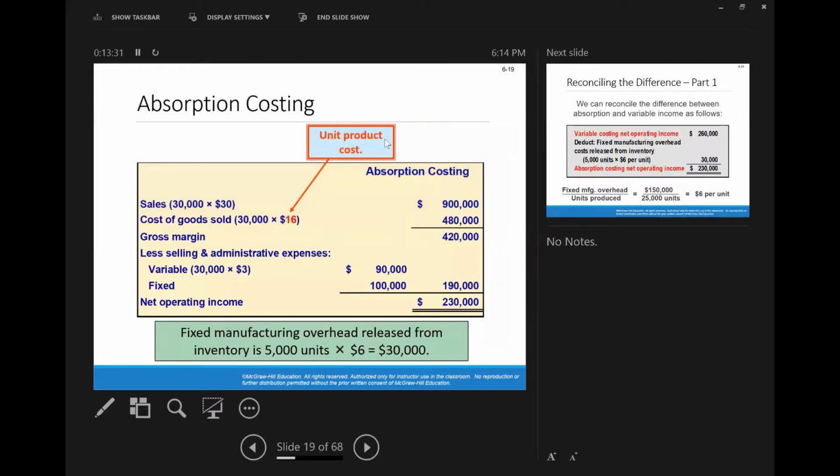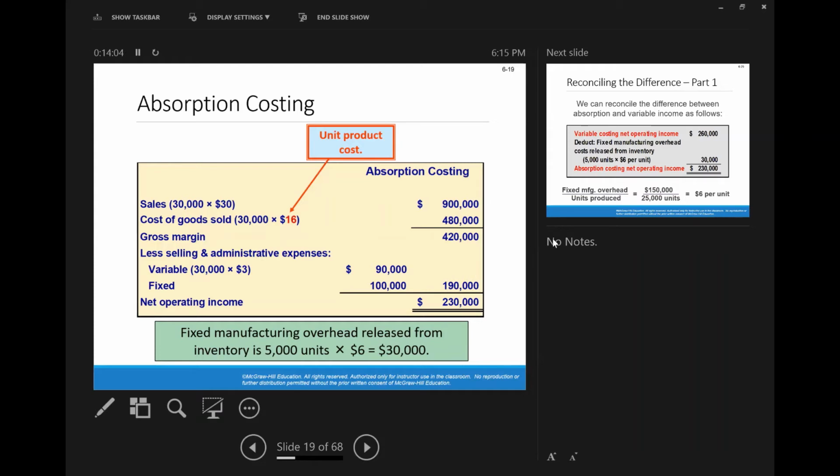Okay, so now we're going to do absorption costing. We have 30,000 units times the sales price, which gives me 900,000. Cost of goods sold is 16 times the 30,000, which is 480,000. So that gives us a gross margin of 420,000. And then for our selling and admin expenses, we have the variable 30,000 times 3, which is 90,000. The fixed selling and admin was 100,000. So we have 190,000, for a total operating income of 230,000.